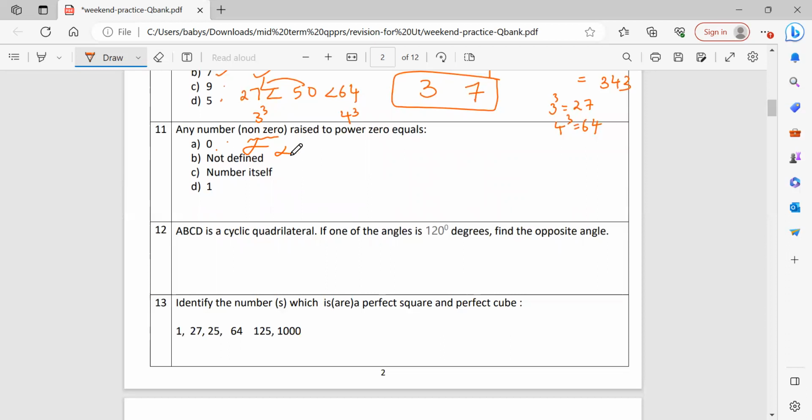The number is non-zero. A non-zero number is raised to the power 0. A to the power 0 is equal to what? Not the number itself. It's A to the power 1 that is equal to A. So be very careful here, it's sometimes misleading. Anything raised to the power 0 is 1. The correct option should be D.